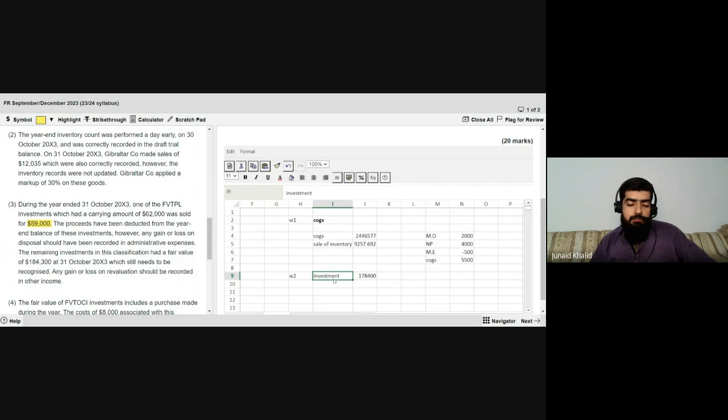He already deducted that 59,000. Instead, how much amount should have been deducted? 62,000 should have been deducted. So now, is this the correct, updated investment amount? No, it's not good. So we have to deduct 3,000. Yes, we need to deduct, and that is basically the loss, not the gain. Am I right? Yes. And what amount should be deducted? That is $3,000.